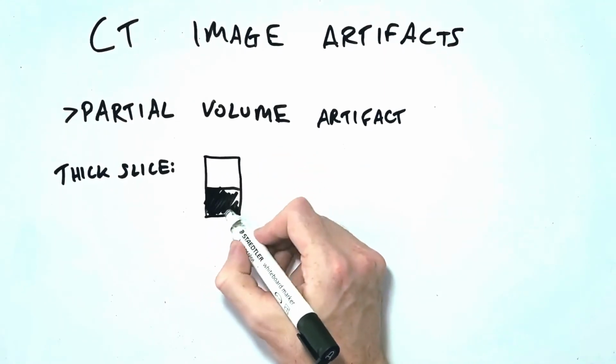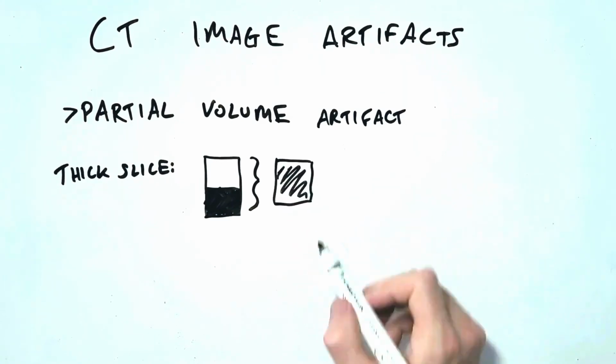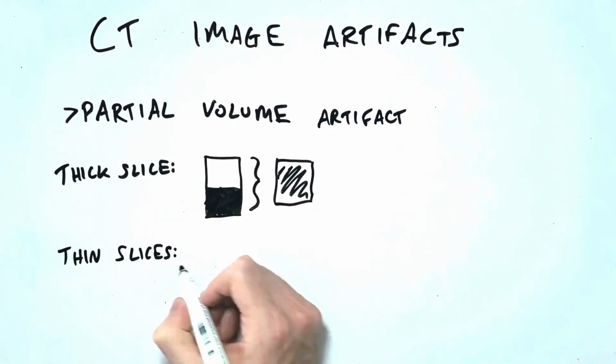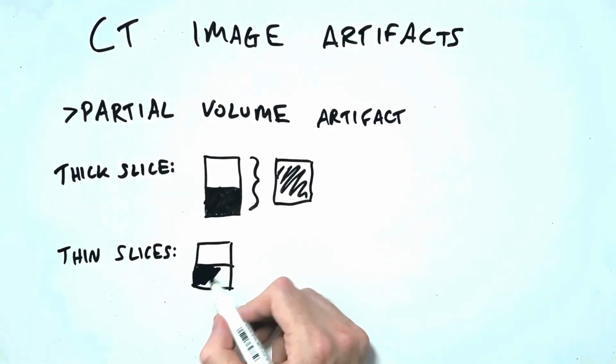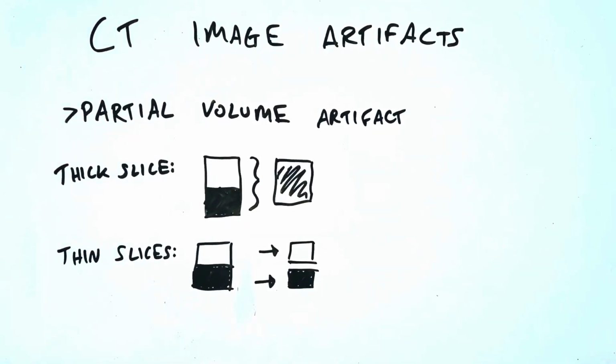If you have both black and white occupying the same voxel, you will end up with an averaged gray, but that gray is not an accurate representation of what's actually happening in that voxel, right? We have black and white, but we're seeing gray. The solution to this is to use thinner slices so that there's less volume being averaged within each slice.